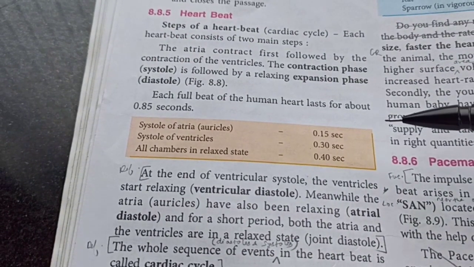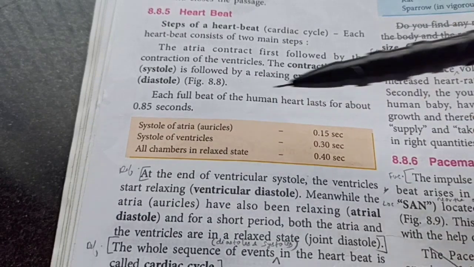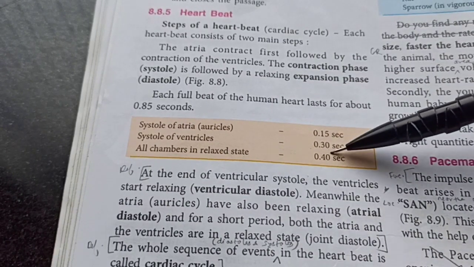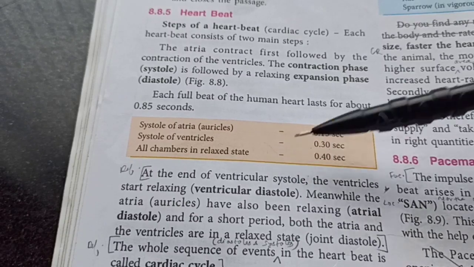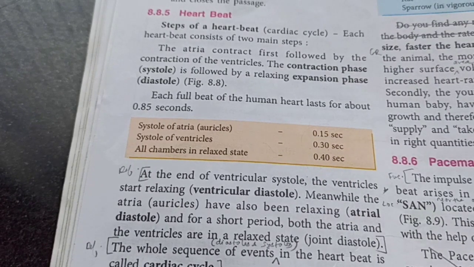Now remember, the time frame is that the atria, they perform their systole or contraction for 0.15 seconds. The ventricles have their systole for 0.30 seconds, and all the chambers are relaxed for 0.40 seconds. So the entire cardiac cycle lasts for 0.85 seconds normally.